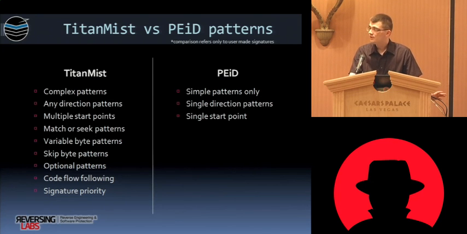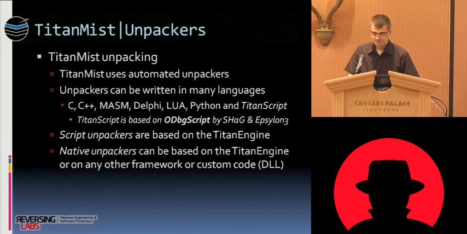But we said that's not good enough because files can be big in size and we don't want to waste our time scanning the entire file. That's why we added more starting points for our signatures. So we can either seek or match patterns with TitanMist. We have variable byte patterns. We can skip some bytes. We have optional patterns. We can follow the code flow. And we have signature priority. So that's the difference between our project and what's publicly available now.